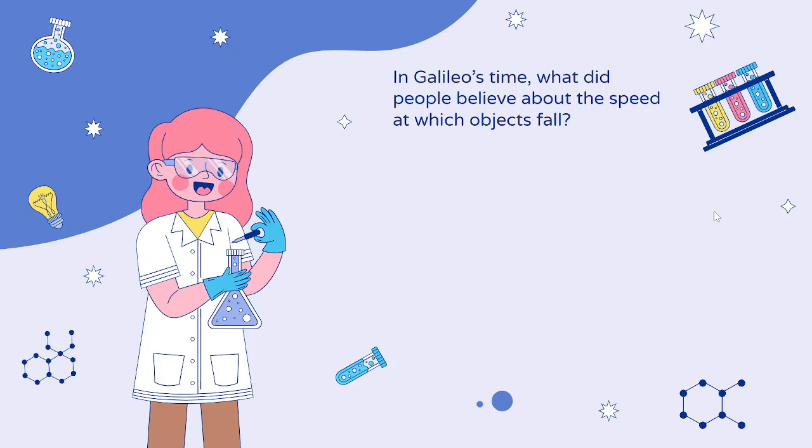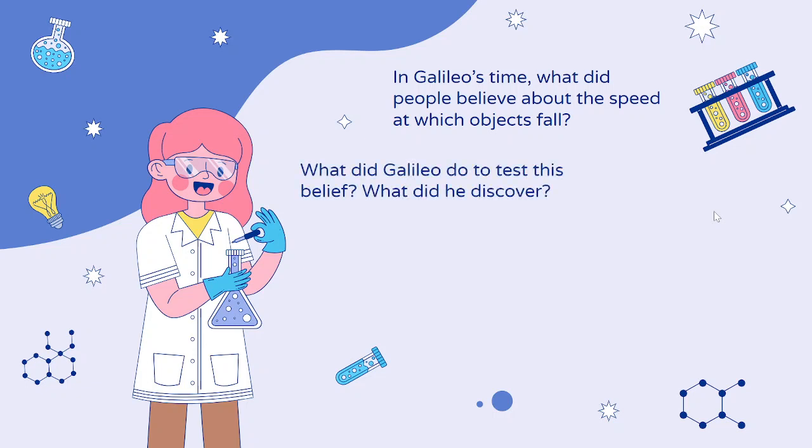So, in Galileo's time, what did people believe about the speed at which objects fall? This was before he did his experiments. They believed that heavier objects would fall before lighter objects. What did Galileo do to test this belief? He rolled some balls down ramps. He also threw fruit off of a tower. And what did he discover? He discovered that heavier objects actually fall at the same time as lighter objects. What makes the lighter objects not fall first is because they're getting caught by the air.